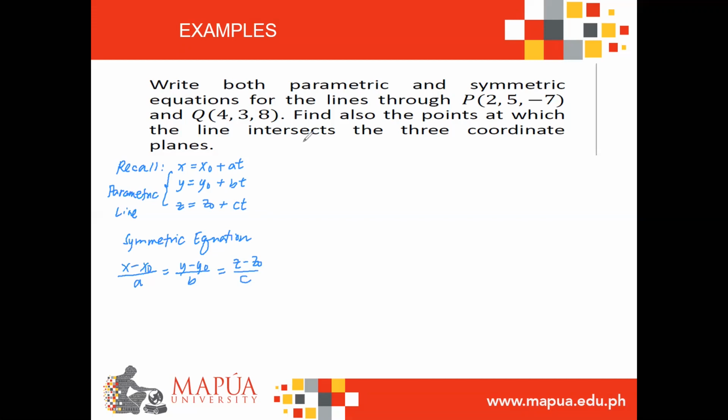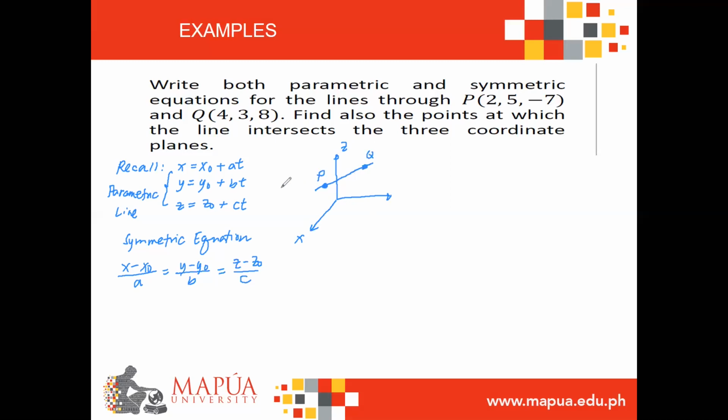So looking now at our given problem, we have here 2 points, P and Q. If we draw these 2 points in three-dimensional space, we have here the x, y, z axes. Let us assume that this is your point P, and we have this as point Q.